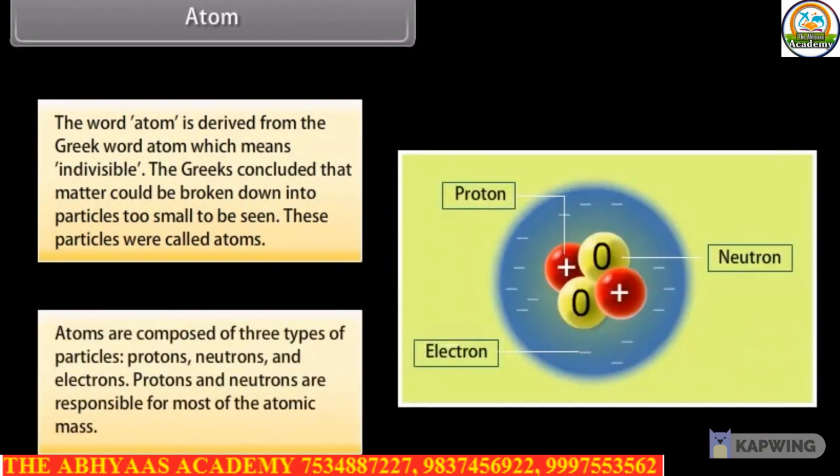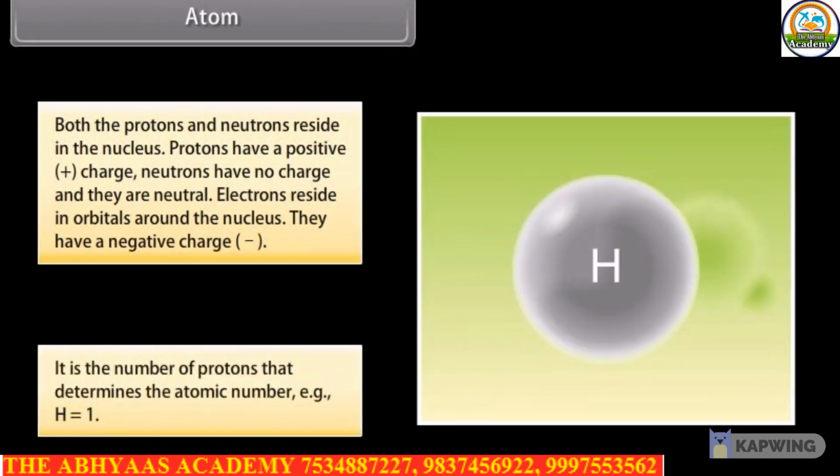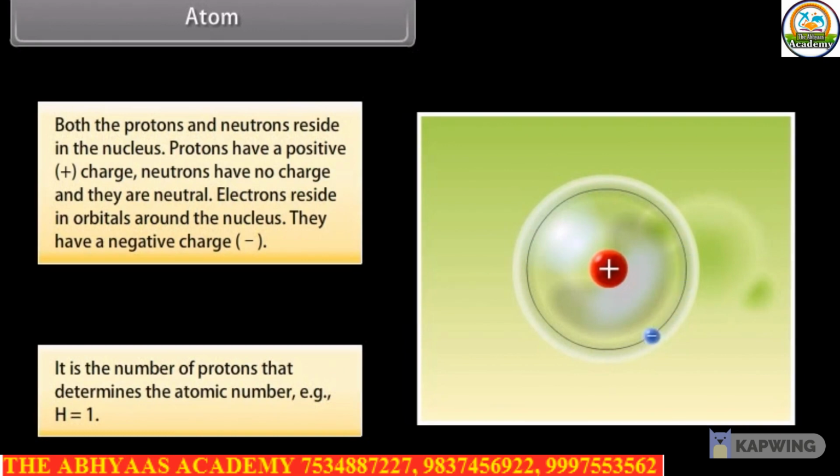Atoms are composed of three types of particles: protons, neutrons, and electrons. Protons and neutrons are responsible for most of the atomic mass. Both the protons and neutrons reside in the nucleus. Protons have a positive charge, neutrons have no charge and they are neutral. Electrons reside in orbitals around the nucleus. They have a negative charge. It is the number of protons that determines the atomic number, that is, H is equal to 1.